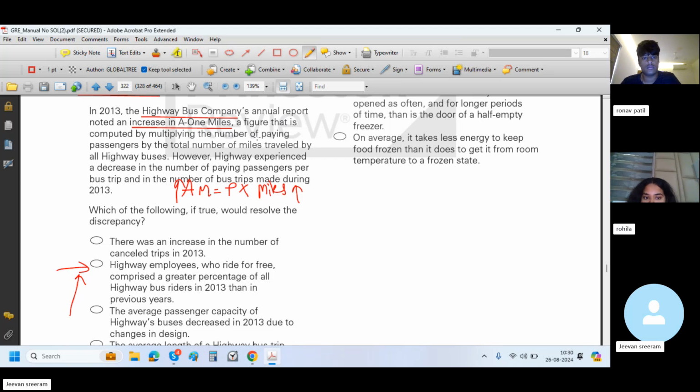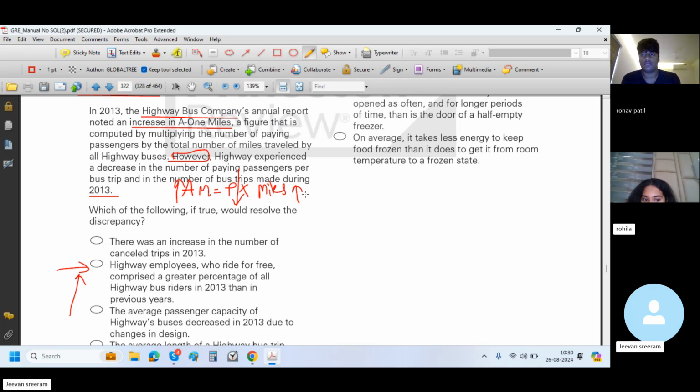That is computed by multiplying. However, the highway experienced a decrease in the number of paying passengers per bus trip and in the number of bus trips made during 2013. In 2013, the annual report noted an increase in A1 miles, yet the number of paying passengers has actually decreased per bus trip. So the miles traveled by them must have increased.